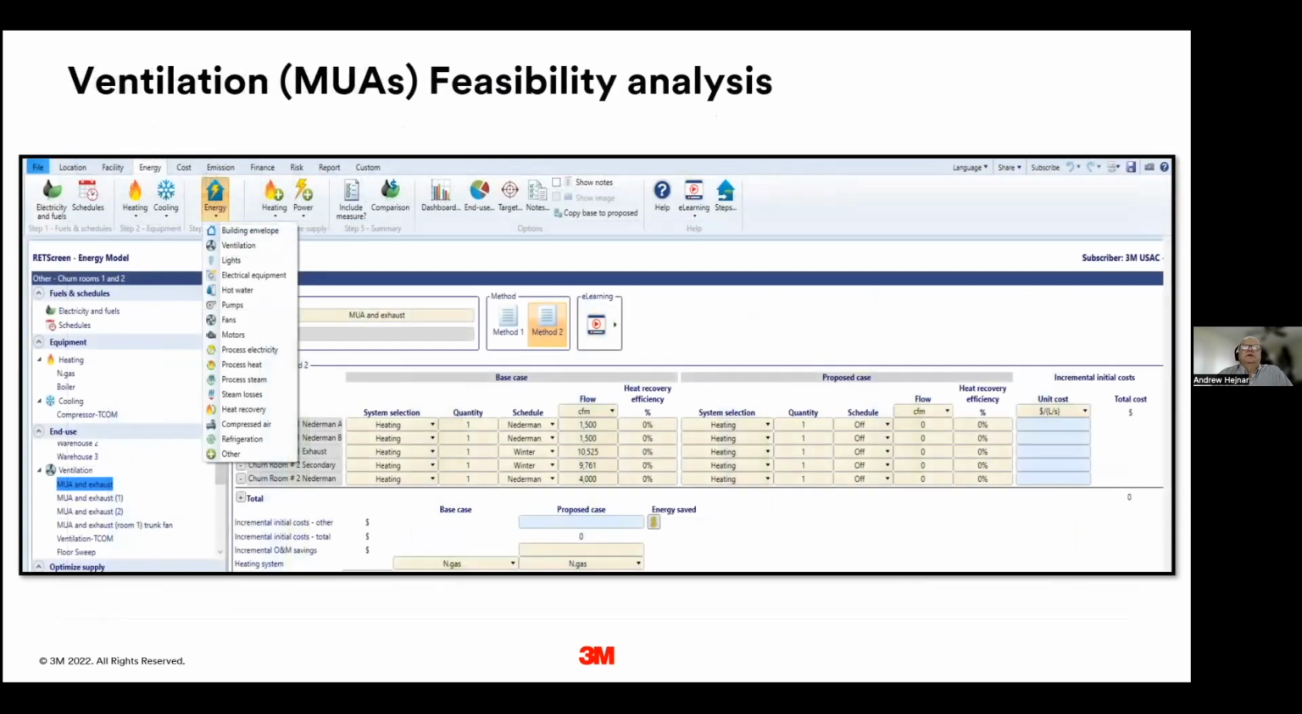We also use RETScreen, as I mentioned, for different energy efficiency measures. So this is an example of a ventilation project, feasibility analysis for makeup air units. RETScreen's got a very powerful tool to help us to identify different projects and just confirm feasibility for those projects.